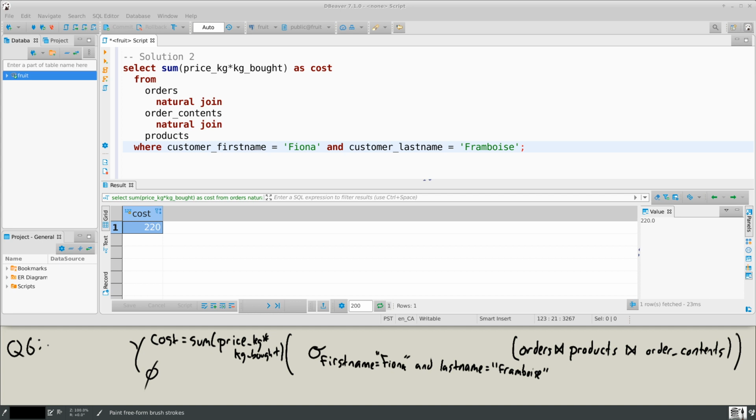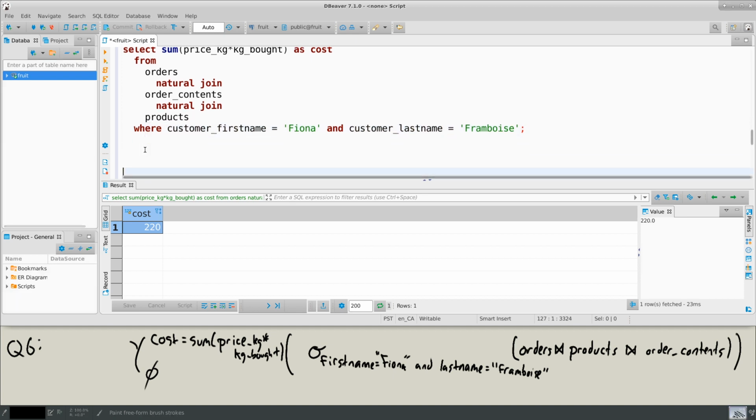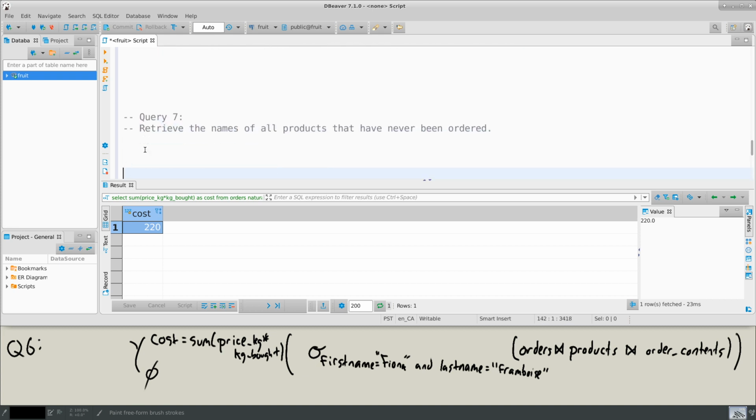If you provide no grouping criteria, so no group by clause or an empty bottom of the gamma operator, then your grouping criteria is assumed to be that everything is in the same single group. So any aggregation you do will boil the whole table down to one value. So we're ready to move on to query number 7.